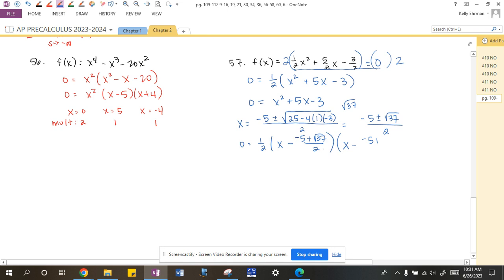x minus -5 plus radical 37 over 2, x minus -5 minus radical 37 over 2. Did you have to write this out for this problem?